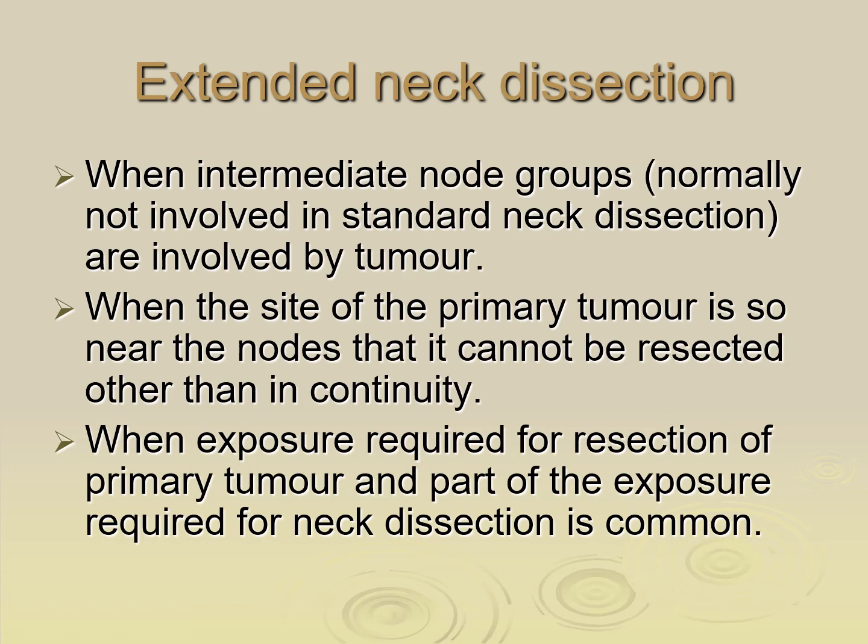Extended neck dissection is done when nodes not included in the standard neck dissection are involved by the tumor, when the site of the primary tumor is so near the nodes that it cannot be resected other than in continuity, or when the exposure required for resection of the primary requires neck dissection. In some cases the tumor extends to other areas also, so we will extend the neck dissection and remove the other parts, because we want to remove the tumor completely.